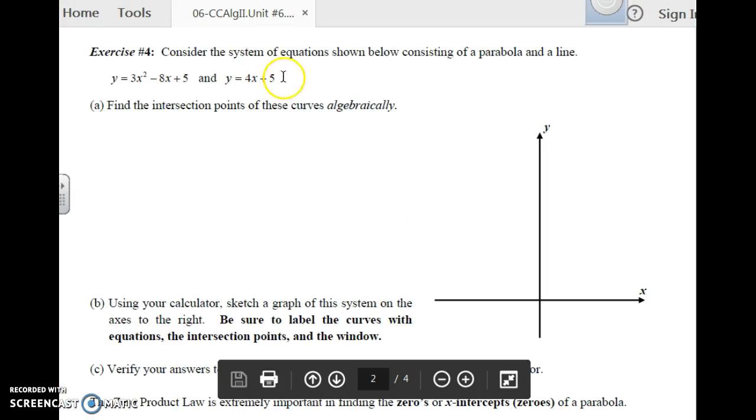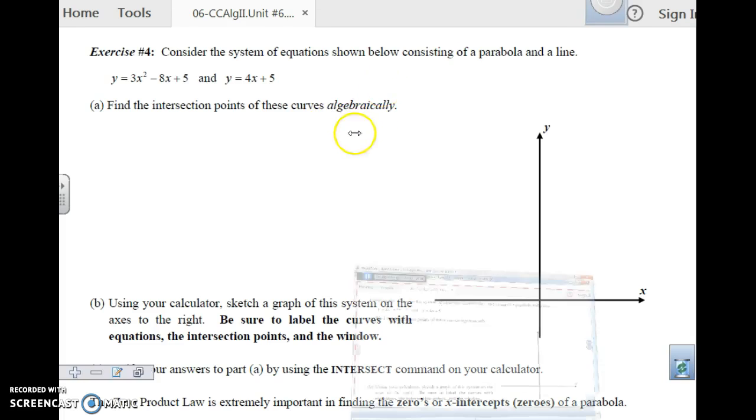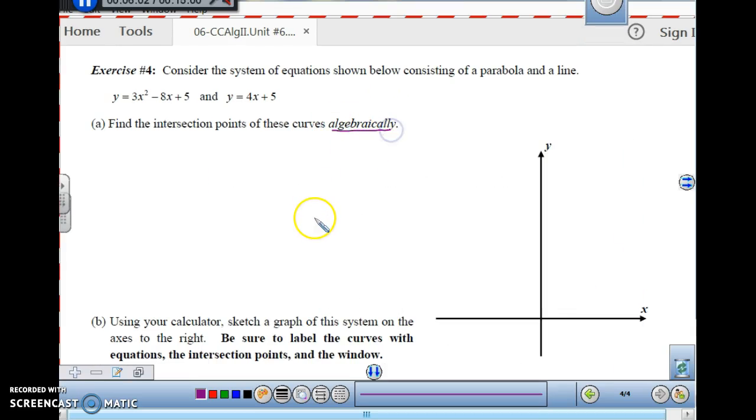All right, now let's look at the system of equations shown below consisting of a parabola and a line. Y equals 3x squared minus 8x plus 5 is a parabola because it has the x squared in it. This is y equals mx plus b, so this is the line. Now, find the intersection points of these curves algebraically. Algebraically means use algebra. Don't try to put it on your calculator and solve it, which we are going to do anyway.